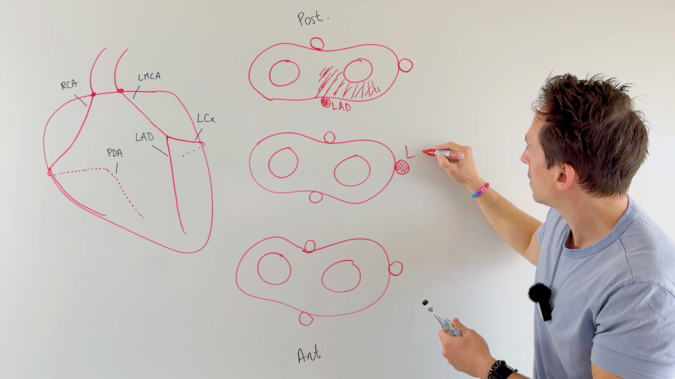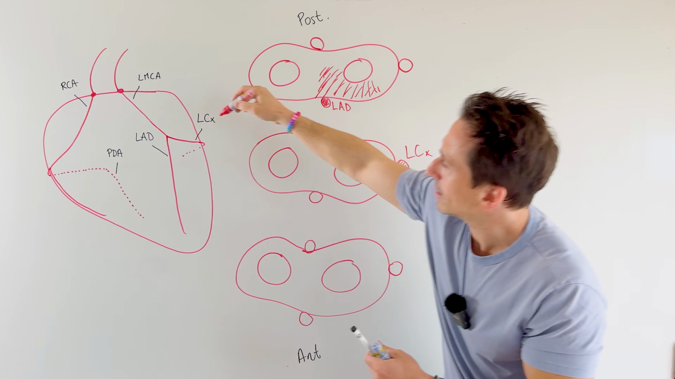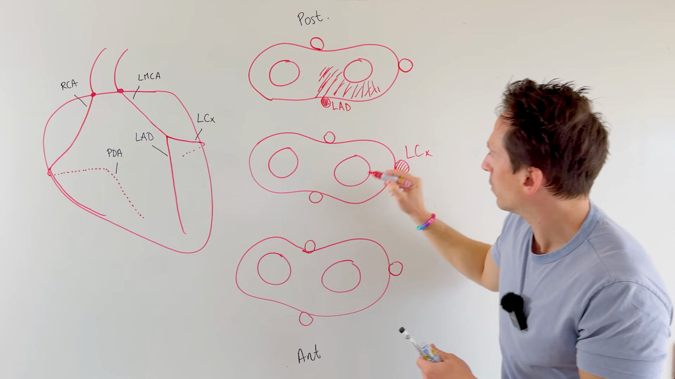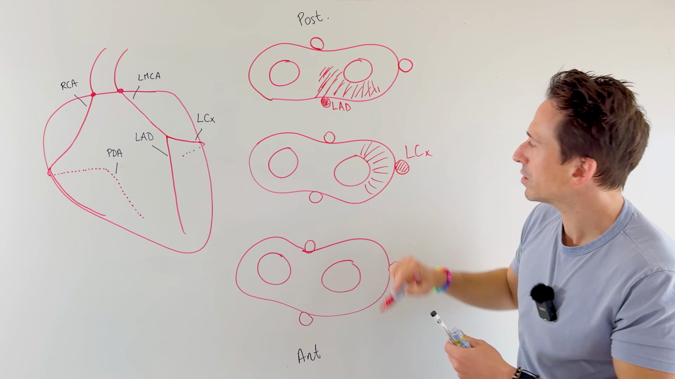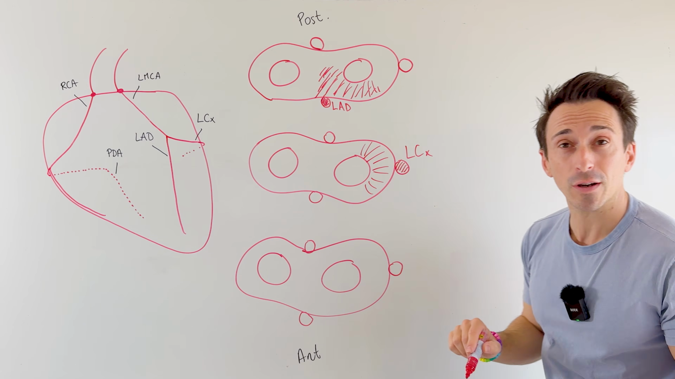All right, now let's do this one here. This is our left circumflex. So that's this one here. What do you think it's feeding? Well, it's feeding the lateral wall. And it can feed parts of the posterior wall. So that's our left circumflex.